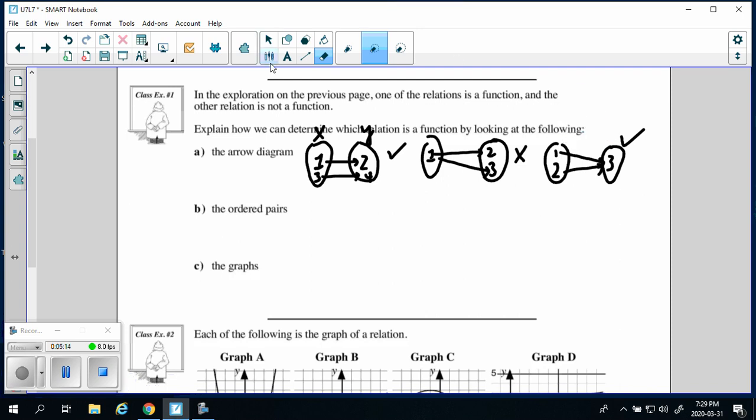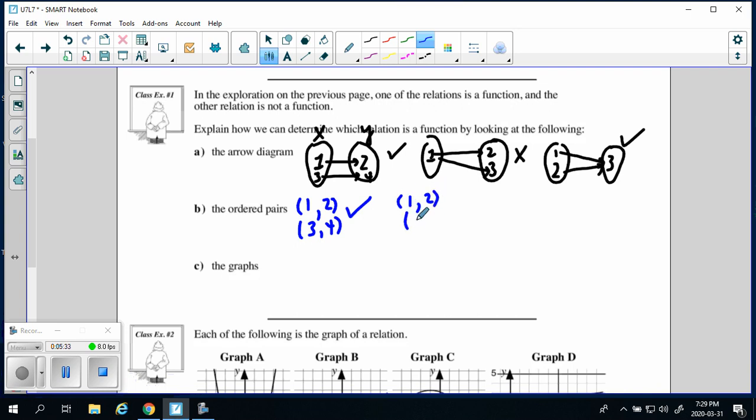So what does this look like in terms of ordered pairs? If you have (1, 2) and (3, 4), this is obviously a function because the number 1 only maps to 2 and the number 3 only maps to 4. But if you have duplicates of your x values mapping to different y values, this is not a function anymore.